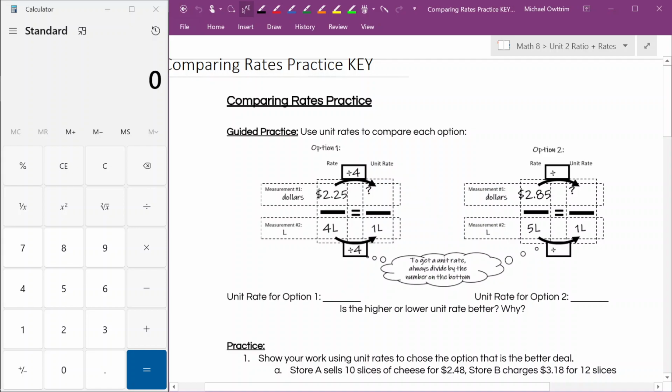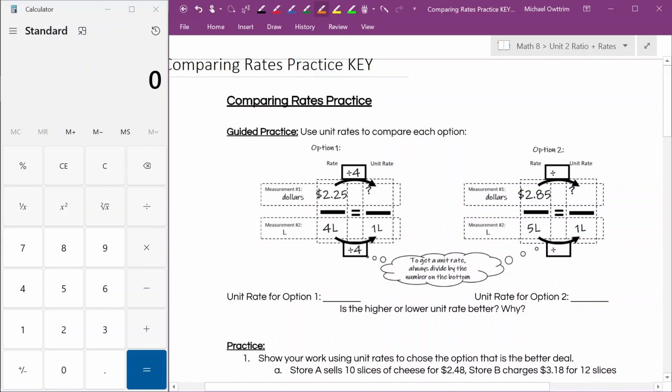Hello class, today we're taking a look at the comparing rates practice, and we know that a very useful application of unit rates is to be able to compare two items in a fair way using a unit rate. The reason a unit rate is a fair comparison is because it makes our different situations be comparing to the same thing. So in our guided practice, as an example, when we make a unit rate for 1 liter on the bottom, then we can fairly compare how much 1 liter of either option is going to cost us.